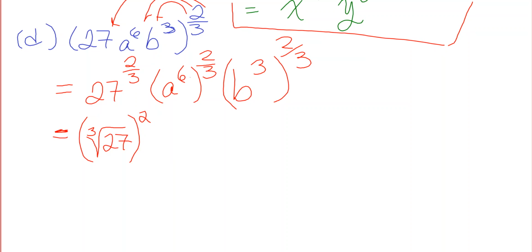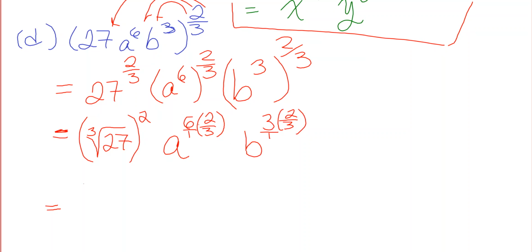And then for these, since I have power to power, I'm going to be multiplying. So I have a to the 6th times 2/3. I think I'm going to use parentheses for this. And then b to the 3rd times 2/3. So I'm using parentheses and then putting my fractions over 1 so I know how to multiply.